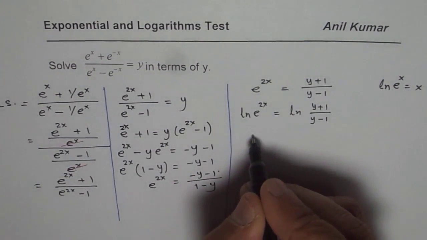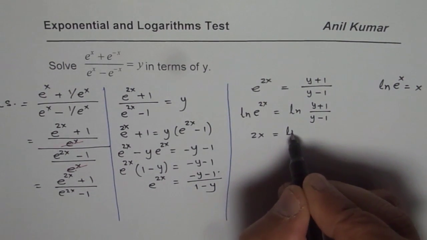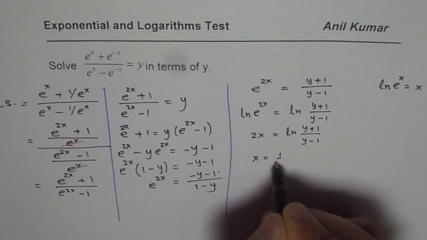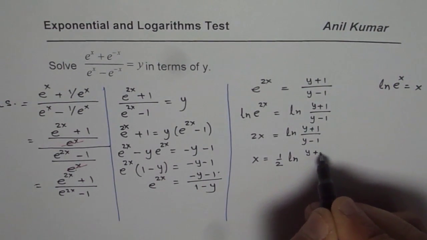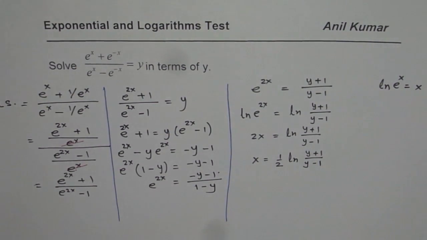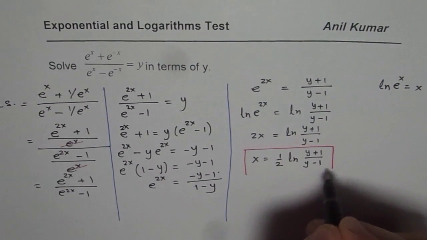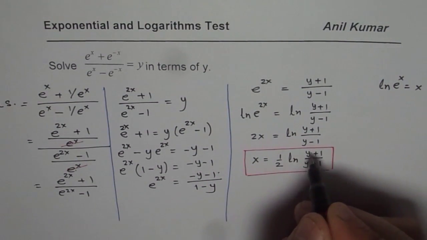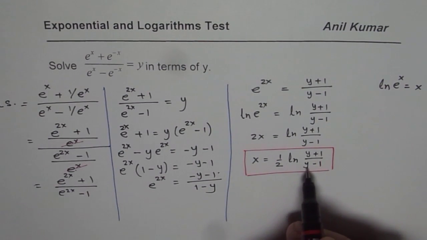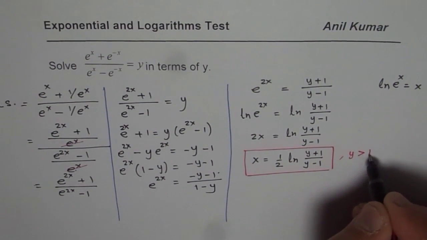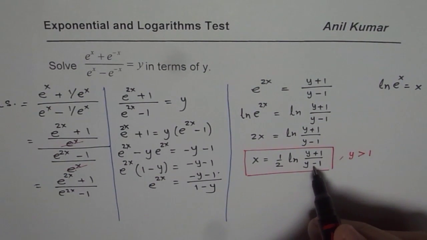Now that gives you 2x equals ln of y plus 1 over y minus 1, or x is equal to half of ln of y plus 1 over y minus 1. Do you see that? So that is the final answer in terms of y, correct? So we now know x is equal to this. Now of course the ln argument should be positive, correct? So this means that y should be greater than 1, only then it is positive. So in this case we have a restriction, y is greater than 1, and then we have a solution in this particular case, correct?